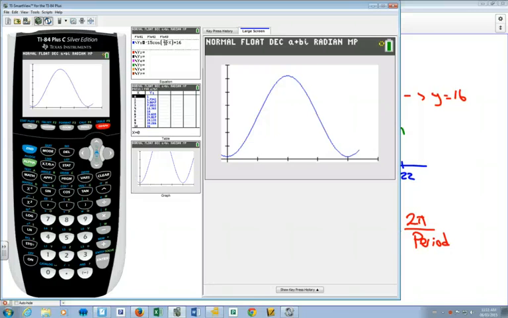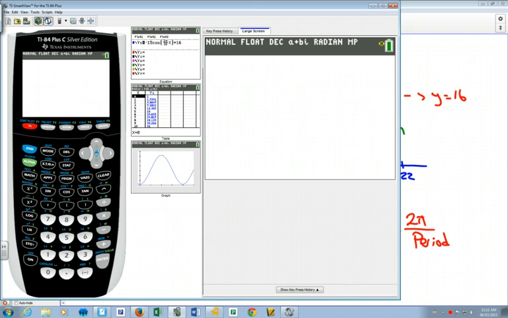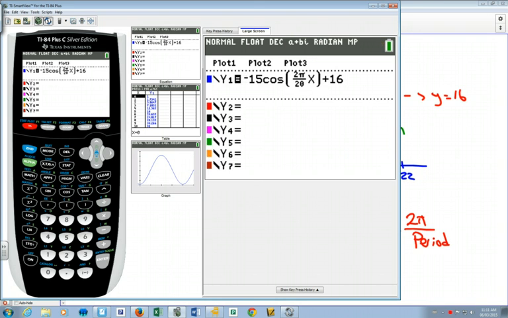You probably aren't in radians. It's probably still in degrees. Did you remember the x in your equation? So go back to y equals. Sometimes if you forget the x, it'll come up as a straight line. Yeah, that's it. Okay.